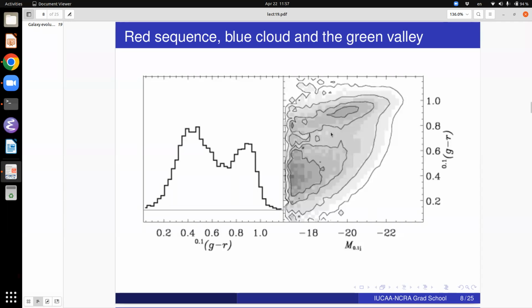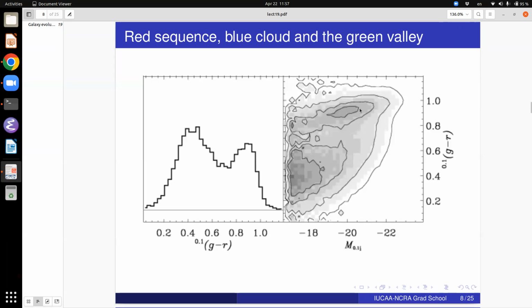And this is contours of number density on a color magnitude plot. So the ones which are bluer in color, which means lower values of G minus R, this is your blue cloud and this is your red sequence. Why is the blue cloud not called the blue sequence? There is a reason for that.